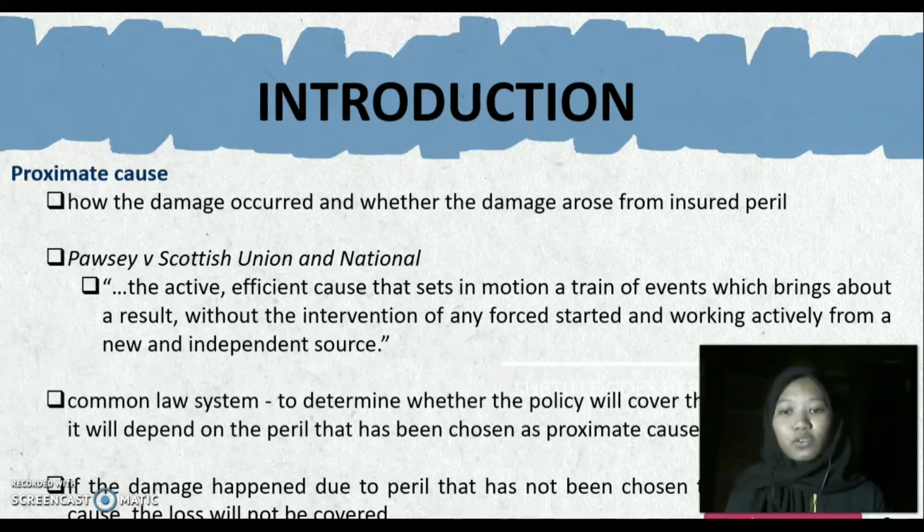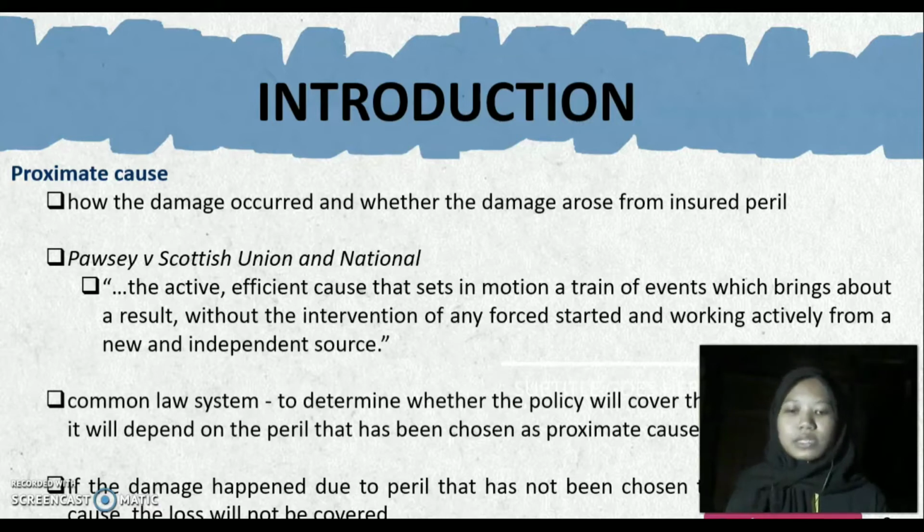As stated in the case of OC and Scottish Union and National, proximate cause has been defined as the active, efficient cause that sets in motion a train of events which brings about a result without intervention of any force, started and working actively from a new and independent source.